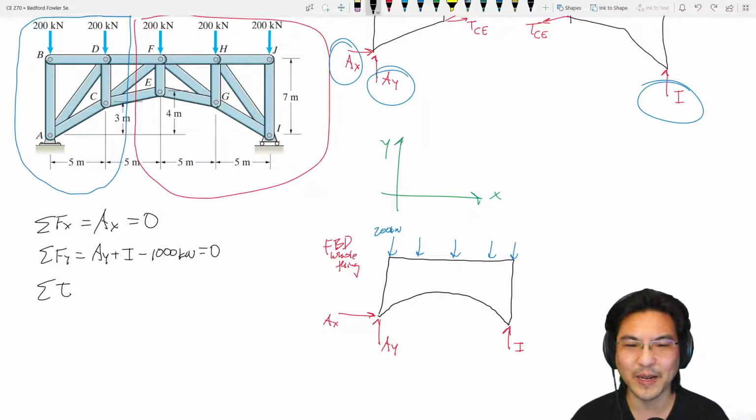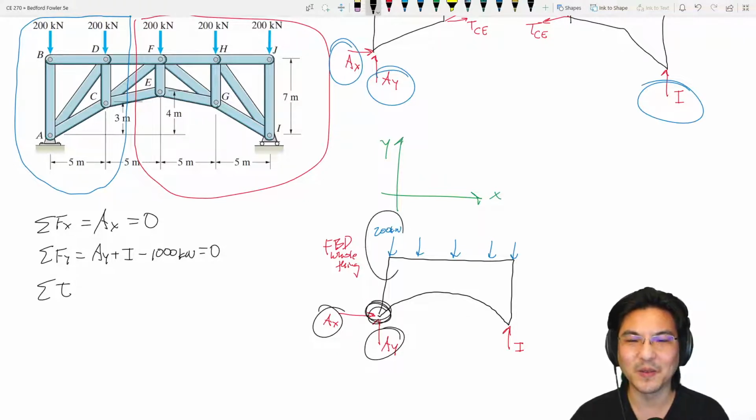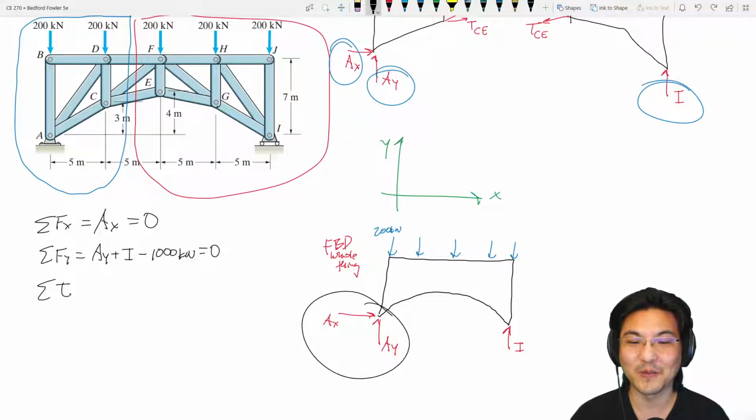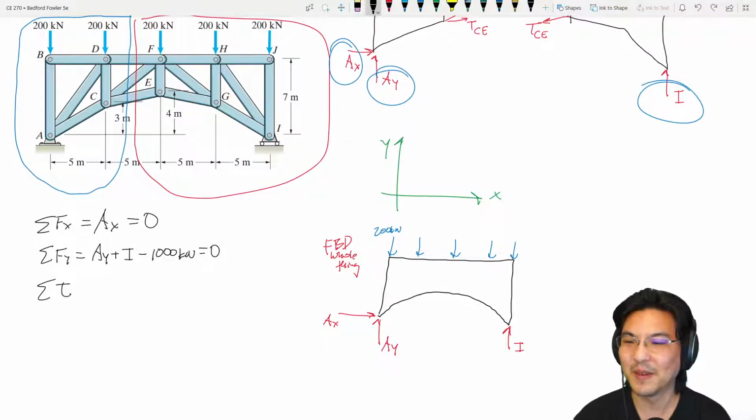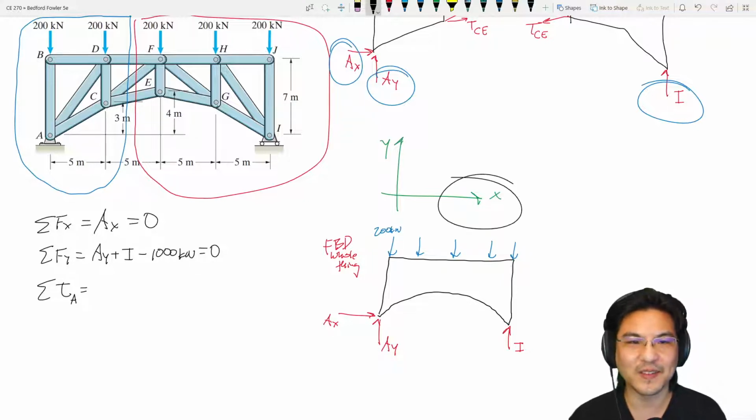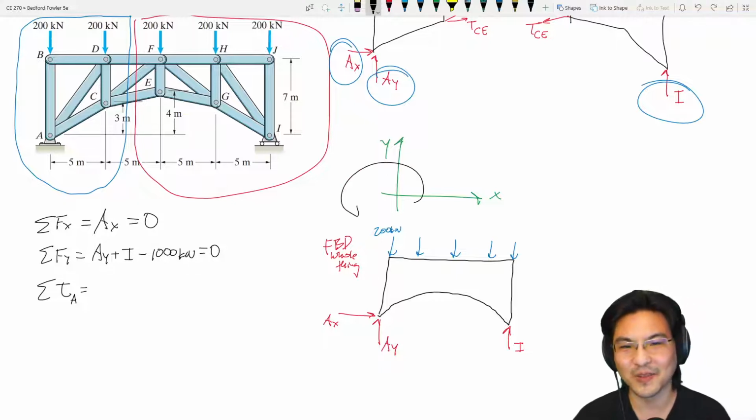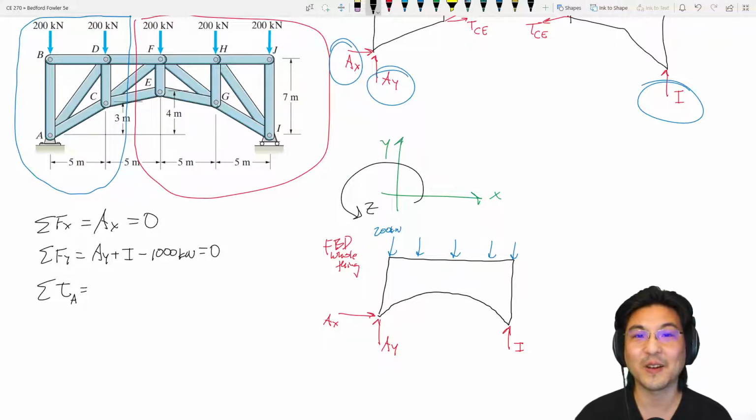If we sum torque about here, then there would be no torque about this point from AX or AY or this one force. There's going to be torque from all these other 5, but at least we got rid of 2 unknowns from that equation. So I'm going to sum torque about point A. Okay, and then if X is here, Y is here, Z is towards you, right out of the page, which is this way. This way is Z. So counterclockwise for this coordinate system would be positive. Okay, so counterclockwise is positive.